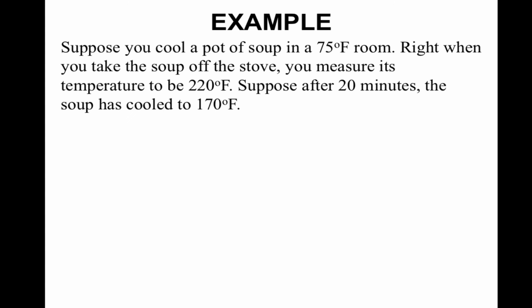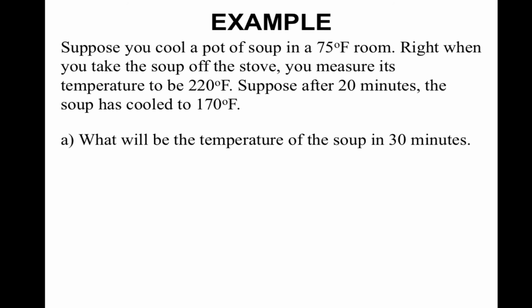All right, so let's do an example. Suppose you cool a pot of soup in a 75-degree Fahrenheit room. Right when you take the soup off the stove, you measure its temperature to be 220 degrees Fahrenheit. Suppose after 20 minutes, the soup has cooled to 170 degrees Fahrenheit. What will be the temperature of the soup in 30 minutes? So we already know what T sub S is, the temperature of the surroundings, which is the room, and that's a constant of 75 degrees. We have our initial temperature, which is 220, and we are given that at t of 20 minutes, our temperature is 170.